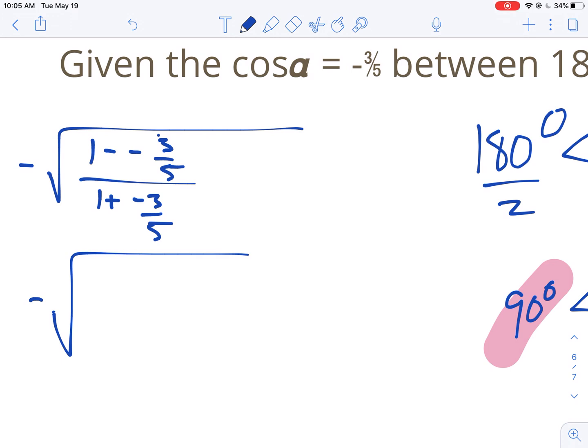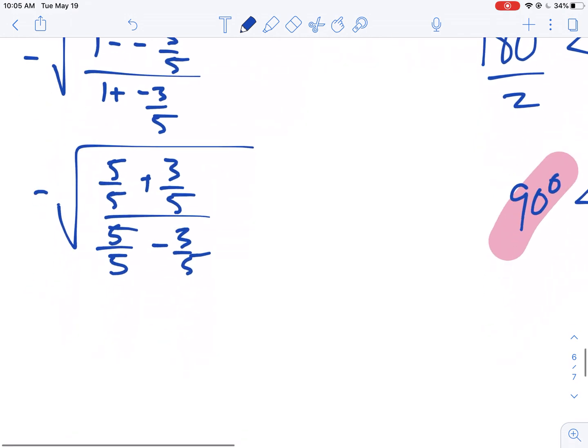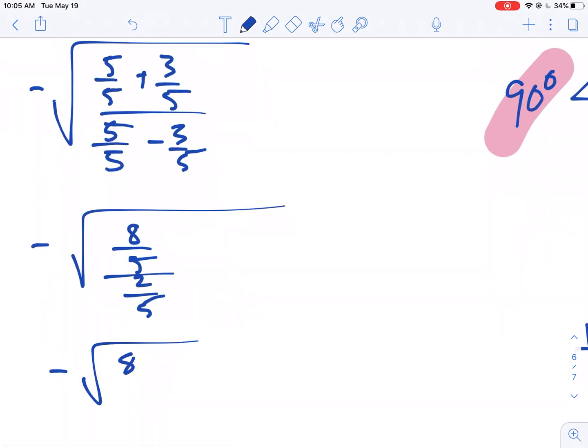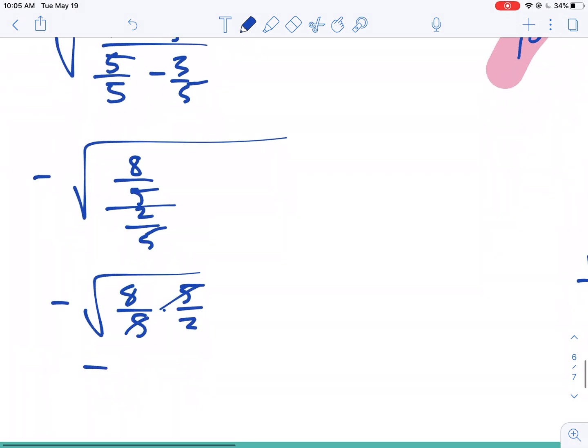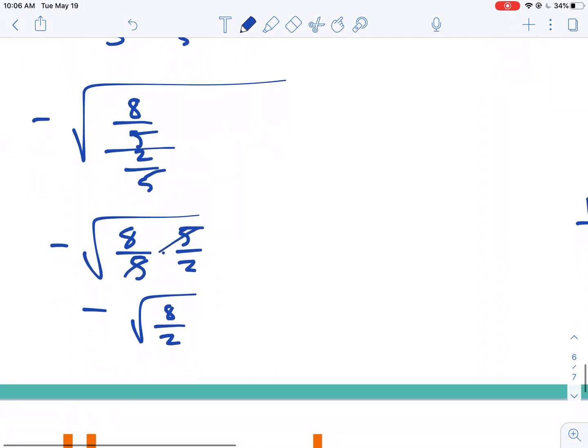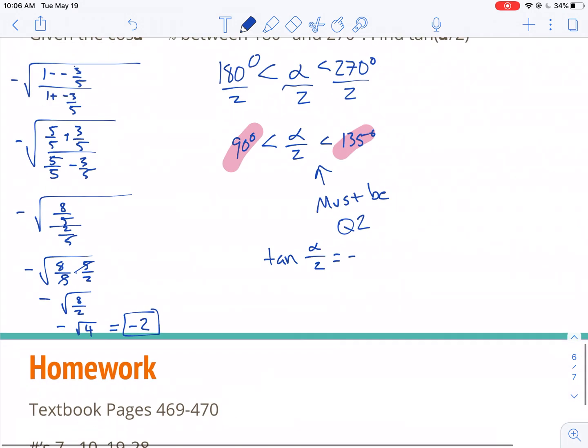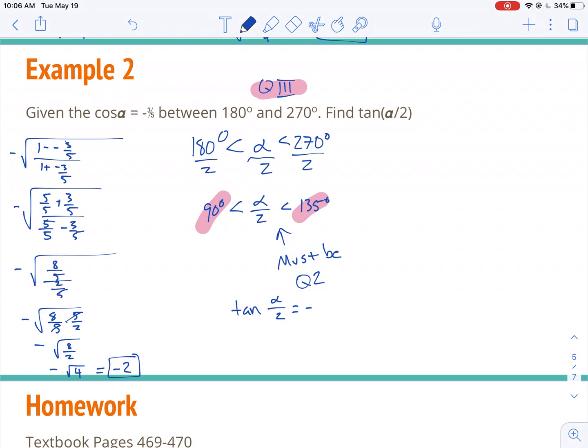And then I'm just going to do a bunch of simplification here. So this is the negative square root of 5 over 5 plus 3 over 5, over 5 over 5 minus 3 over 5. Negative square root of 8 over 5 over 2 over 5. Negative square root of 8 over 5 times 5 over 2. Negative square root of 8 over 2. Negative square root of 4. This is equal to negative 2. So the tangent of alpha over 2 is negative 2. And again, I had to figure out which quadrant alpha over 2 was actually going to end up in. That was the most difficult part.